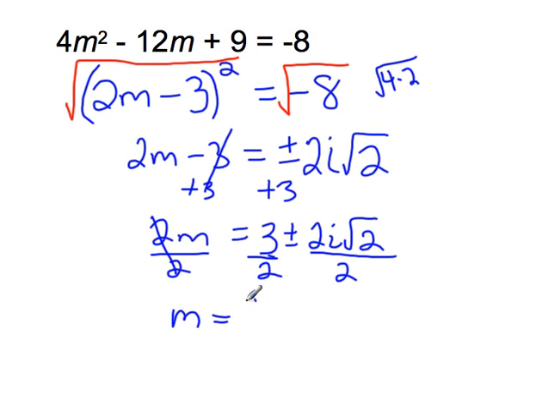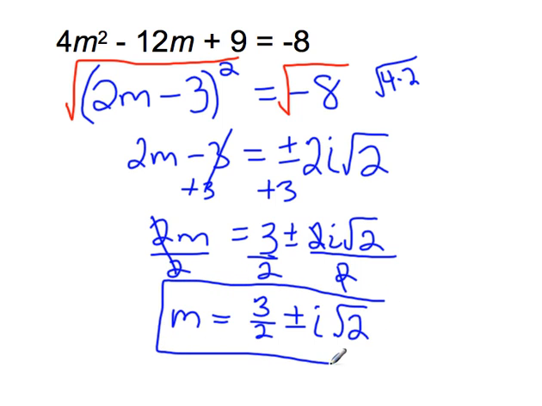I'm going to just keep that as 3 halves, plus or minus. Now here, these 2's factor out, or they become 1, so it would be 1i square root 2, so it's just going to be i square root 2. So that would be the solutions for this problem.